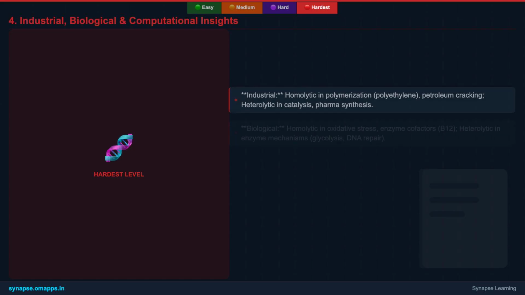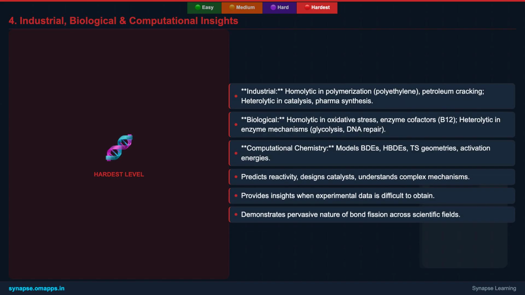The principles of homolytic and heterolytic bond fission extend far beyond textbooks, impacting industrial processes and biological systems. Industrially, homolytic fission is fundamental to free radical polymerization, producing common plastics like polyethylene, and in the cracking of petroleum. Heterolytic fission is crucial in various acid-base catalyzed reactions and the synthesis of pharmaceuticals.